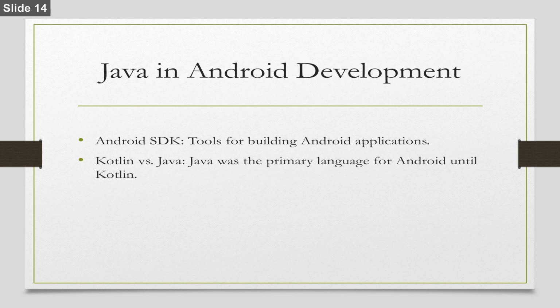Java in Android development. Java has long been the main language for Android development, although Kotlin is also popular now. The Android SDK provides the tools needed to create Android apps using Java. Since mobile applications are in high demand, knowing Java can be beneficial if you're interested in app development.